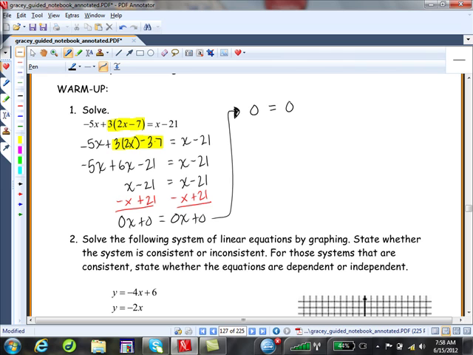So what would you think? Is that true or false? Yeah, sure it's true. This is true. And what did it mean when you got a true statement like that? Good, it means that x can be any real number and it won't change the value at all of this equation or change the solution. So we have to write the set builder. Our variable is x, such that x is a real number. And yes, you have to write that out.